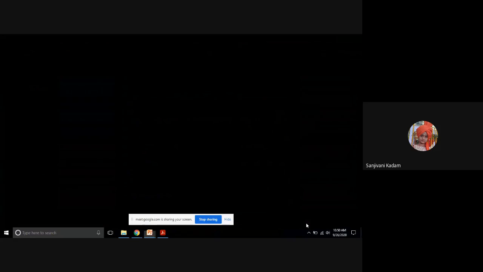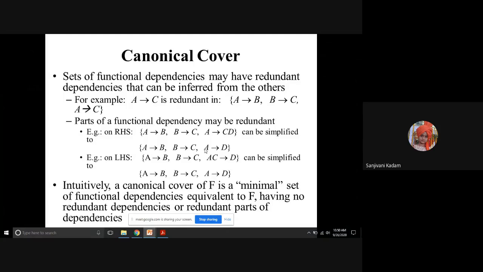I will move to the presentation mode. Canonical cover. A set of functional dependencies may have redundant dependencies that can be inferred from others. Just like here we are having A gives B, B gives C and A gives C. Here A gives C is implied, still it is added. So the canonical cover means a minimal set of functional dependencies. For example, a functional dependency set is given below. Parts of the functional dependencies may be redundant. On the right hand side, we are having A gives B.